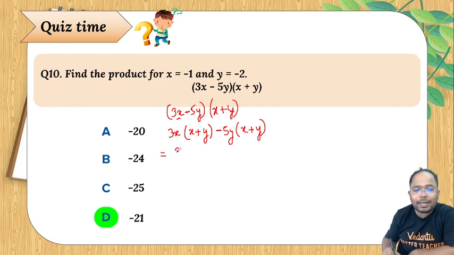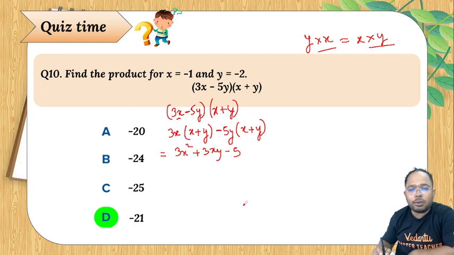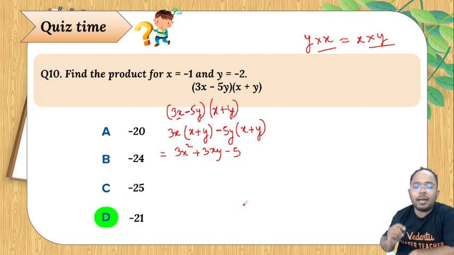Now 3x into x gives you 3x square, plus 3xy, minus 5yx. See, we always see that there is a relation that y into x is equal to x into y. This happens only in the case of addition and multiplication. This property doesn't hold in subtraction or division. So 5yx, or we can write xy, it's the same.